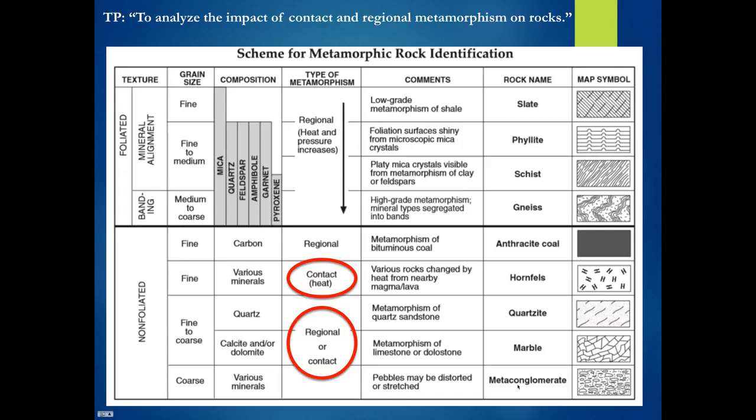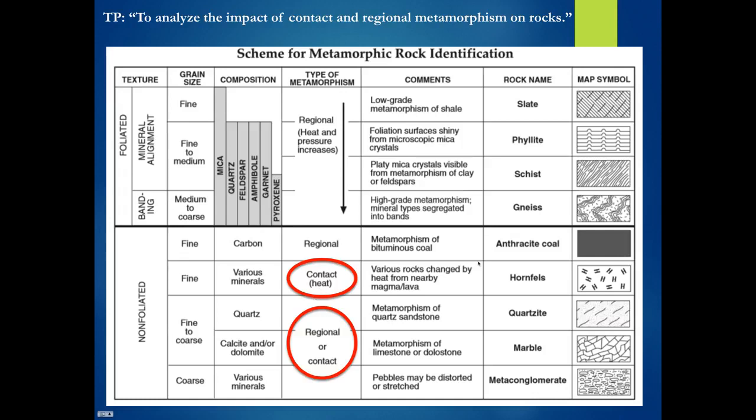Now, metaconglomerate is what it changes into. It says here, pebbles may be distorted or stretched. So, it could be sediments. And also in the word conglomerate, we learned about a conglomerate for the clastic sedimentary rocks. So, perhaps the conglomerate rocks can turn into a metaconglomerate.